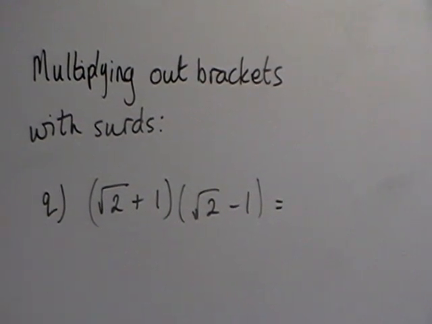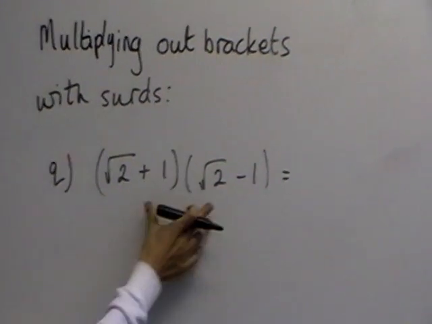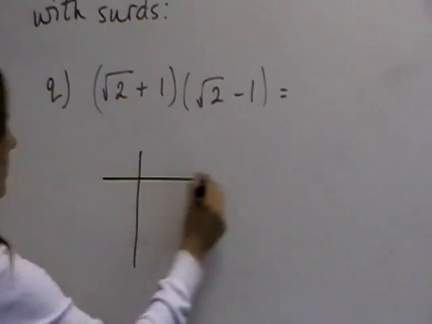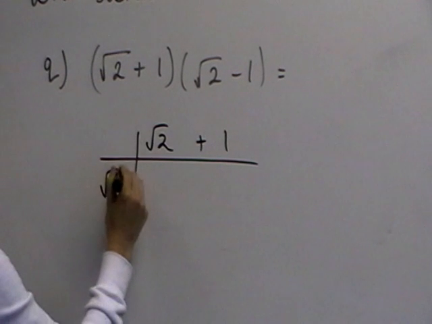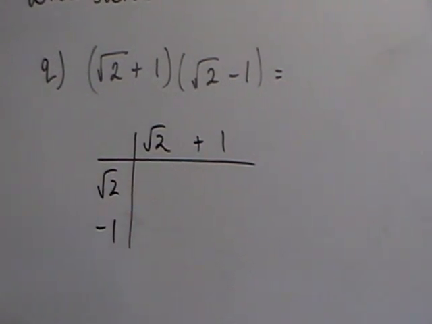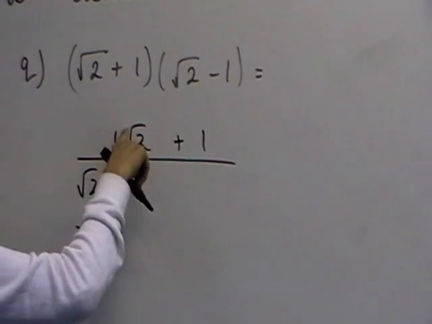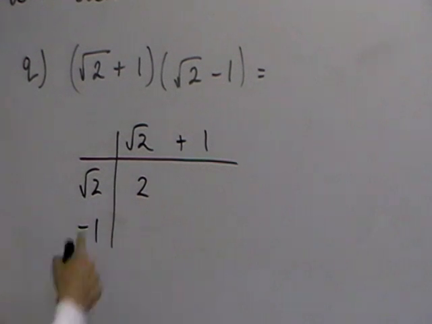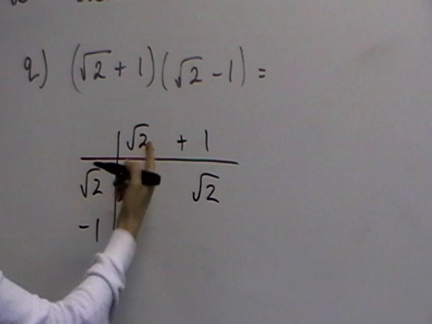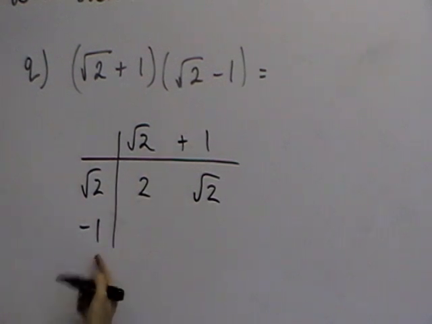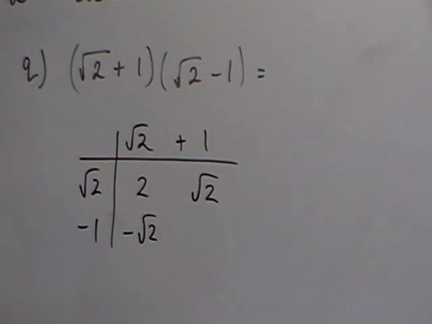Okay, so again multiplying our brackets with surds. So I'm going to use the grid method again. So we've got root 2 plus 1, and we've got root 2 minus 1. Root 2 multiplied by itself just gives us 2. Root 2 multiplied by 1 is root 2. Root 2 multiplied by minus 1, so we're going to have a negative root 2.